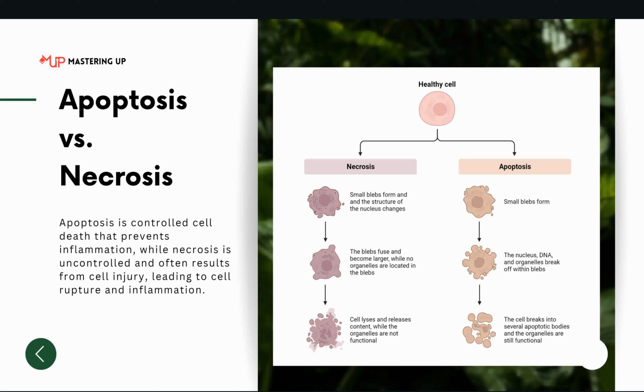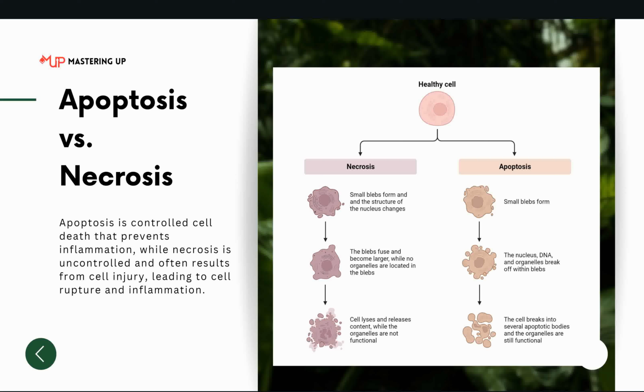And the other term is apoptosis and necrosis. We often get confused between the terms apoptosis and necrosis. Now let's see what is the difference. Apoptosis is the programmed, that is controlled, death of the cells, preventing damage to the neighboring tissues. On the other hand, necrosis, however, is an uncontrolled process, often caused by injury, where cells burst and release their contents, potentially causing inflammation.